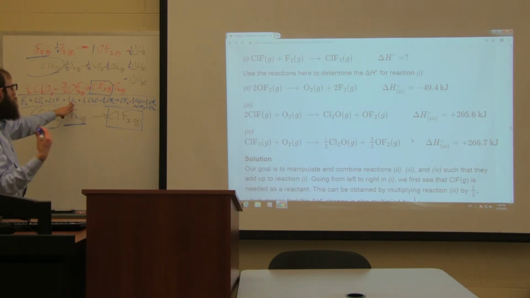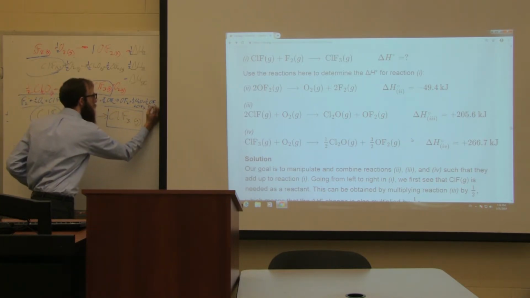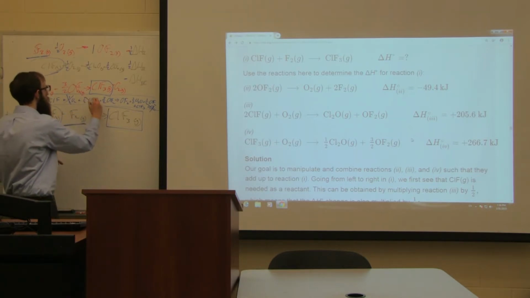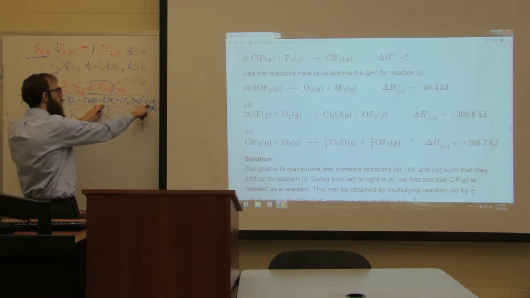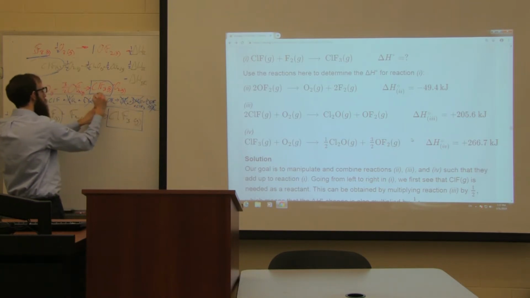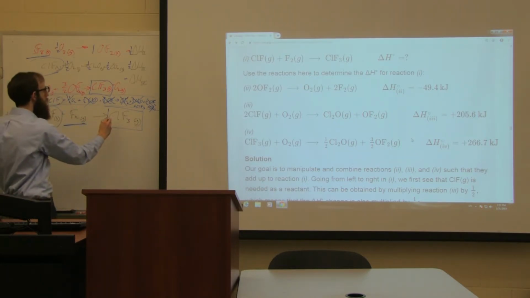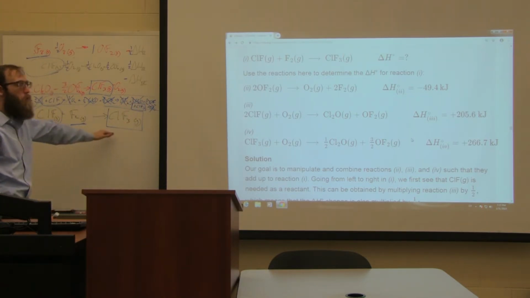Okay, look. 1/2 O2 plus 1/2 O2 is 1 O2. We've got 1 O2 on each side, so we can cancel that out. We've got 1/2 Cl2O on this side, and that cancels out over there. We've got 3/2 OF2 on this side, and we have 1 and 1/2 on the other, so these will cancel out. What do we wind up with? We wind up with F2, ClF, and ClF3, which is what we were trying to get to.